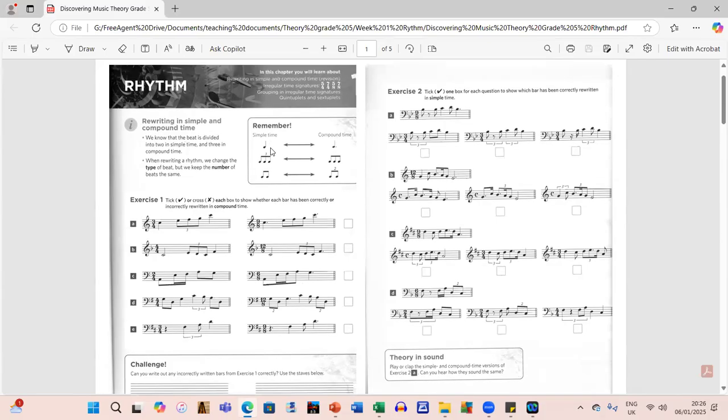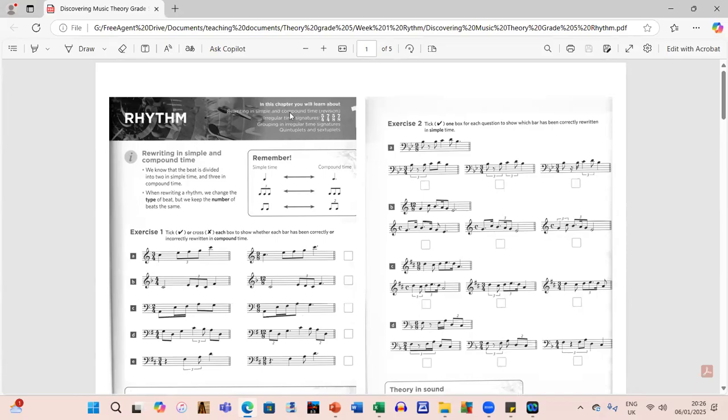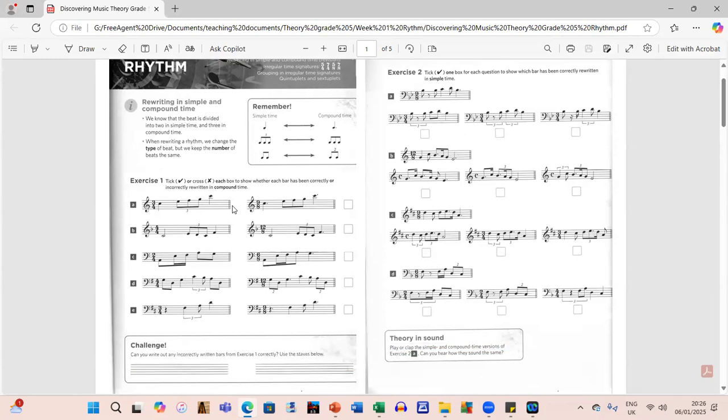You need to understand simple time, compound time, and grouping in irregular time signatures, quintuplets and sextuplets. So if we look at exercise 1, tick or cross each box to show whether each bar has been correctly or incorrectly rewritten in compound time. So let's take the first one. Let's examine this. This is 3 crotchets in the bar. We know that these are all simple. We know that these are all compound.